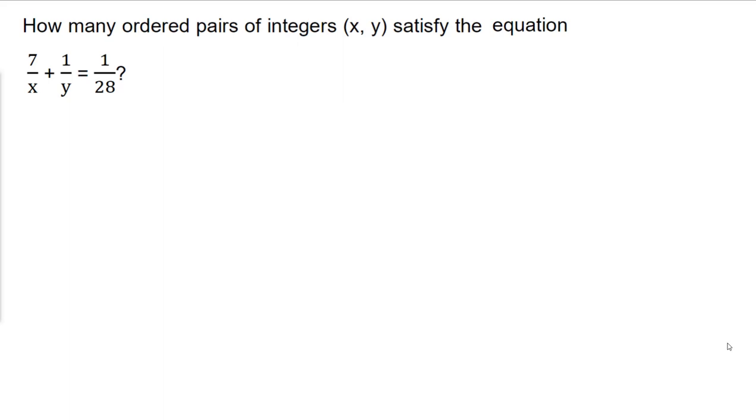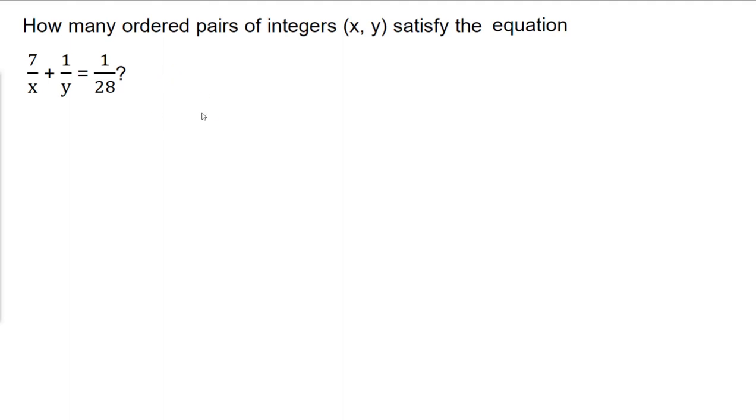Hello everyone. The next special equation is 7 divided by x plus 1 divided by y is equal to 1 divided by 28. How many ordered pairs of integers x, y satisfy the equation? Okay, over here x and y are integers. They can be positive, they can be negative. The equation is 7 divided by x plus 1 divided by y is equal to 1 by 28.